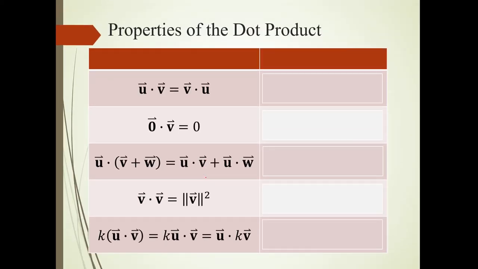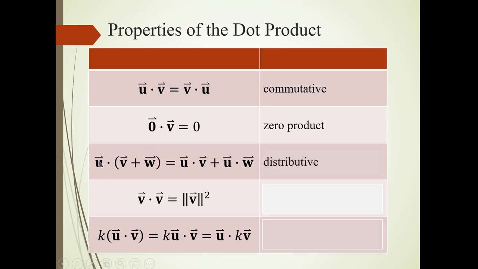A few properties of the dot product. The first one would look kind of familiar to you from real numbers. Vector u dot vector v is the same thing as vector v dot vector u. That's called the commutative property. Any 0 vector dotted with vector v is going to result in 0. That's called the zero product property. This is your distributive property. If you have a vector u dot the sum of v plus w, then you can just multiply vector u dot vector v plus vector u dot vector w.